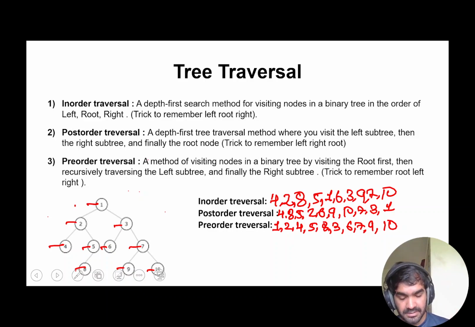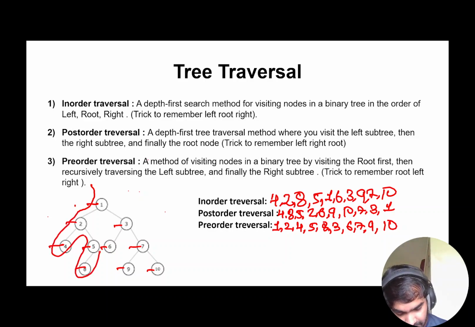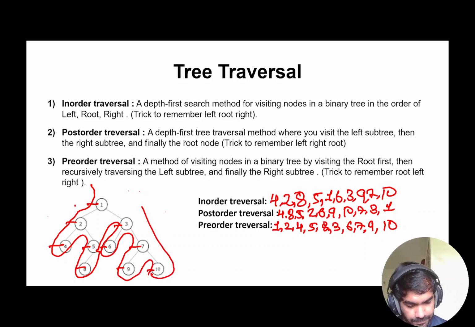For pre-order traversal, you need to make the line on the left side of the node, and as your curvy line touches each of the lines, you print out the node. Let's start from 1. In pre-order we print out 1, then 2, then 4, then 5, then 8, then 3, then 6, then 7, then 9, then 10.